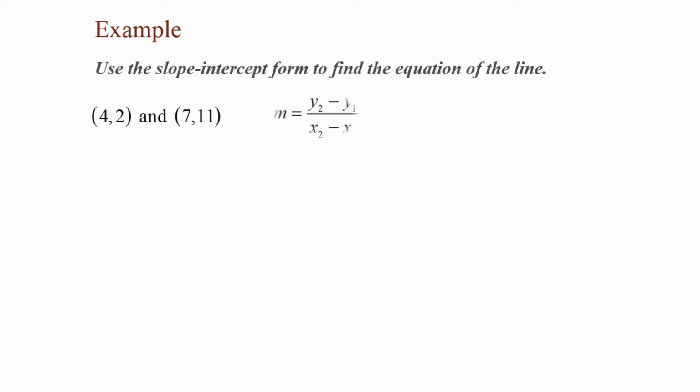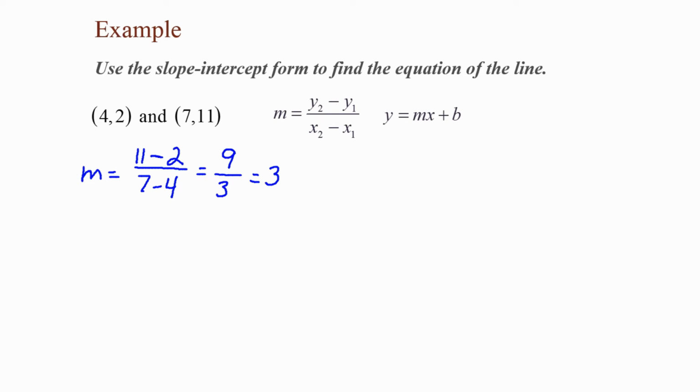So we want to use our slope formula, m equals y2 minus y1 over x2 minus x1, and our slope-intercept form, y equals mx plus b. First thing we want to do is find the slope of our line. m equals 11 minus 2 over 7 minus 4. 11 minus 2 gives us 9. 7 minus 4 gives us 3. 9 over 3 reduces to 3. So the slope of my line is 3.